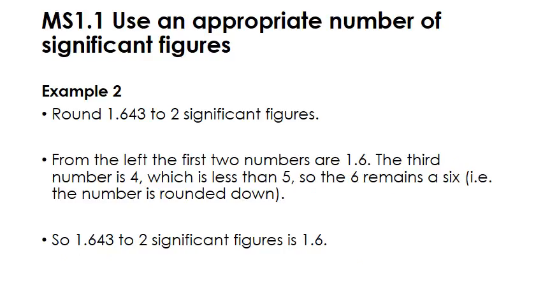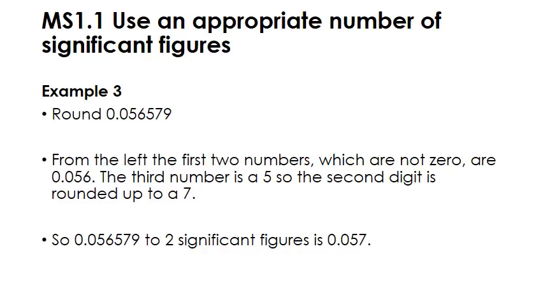The second example: if you're asked to round 1.643 to 2 significant figures, then going from the left, the first 2 numbers are 1.6. The third number is a 4. Because that's closer to 0 than 10, because it's less than 5, the 6 remains a 6. So it becomes 1.6. If we round this down to 2 significant figures, it's 1.6. So if it's a 5 or above, you round it up. If it's less than a 5, you round it down.